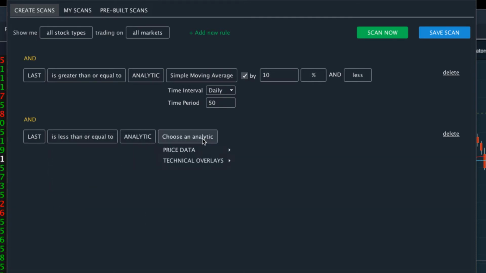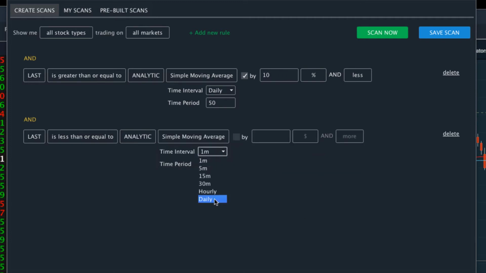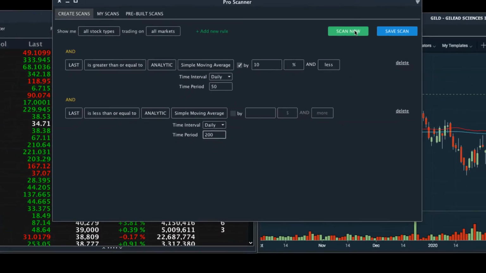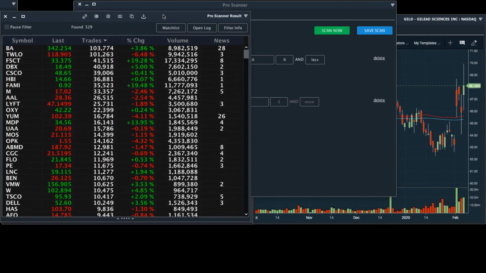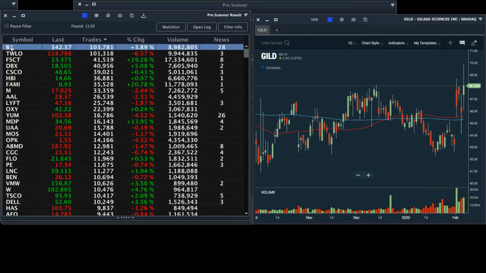So we'll add the analytic, we'll go to the simple moving average, and we will set this to the 200-day. I can now scan for that and start analyzing the results. We'll link this to the chart window again and start clicking through these.